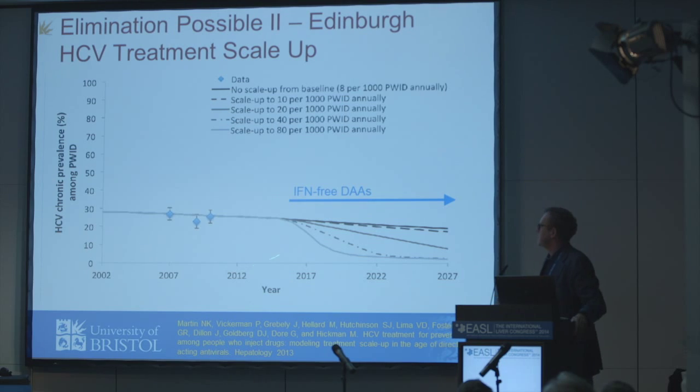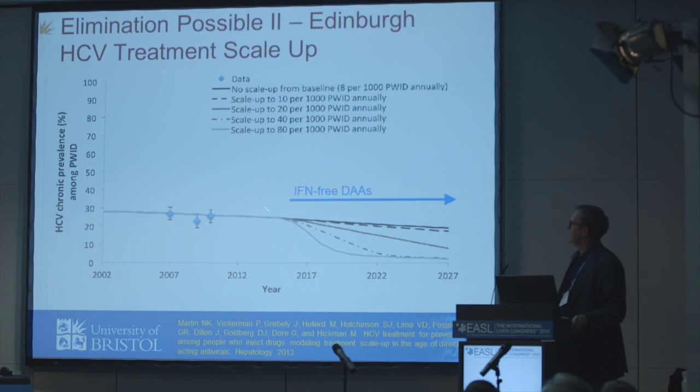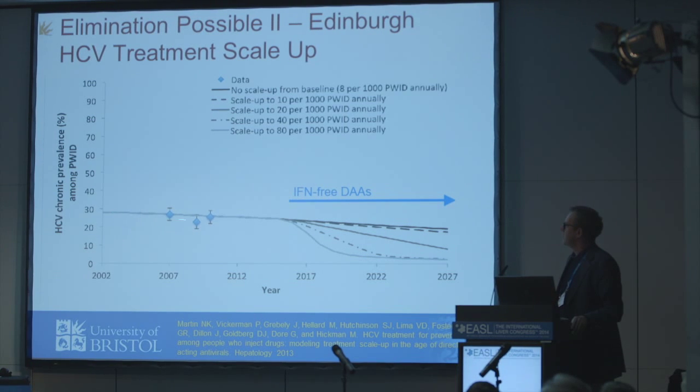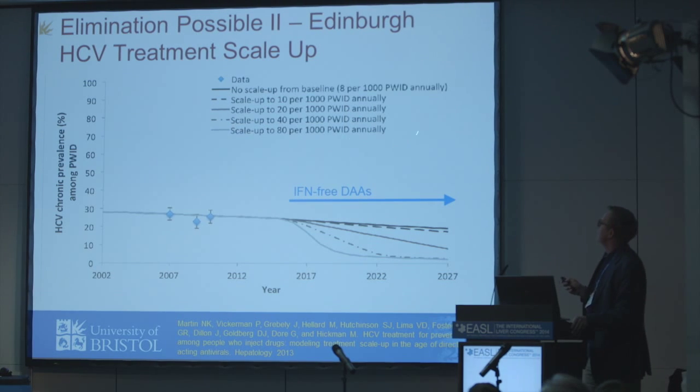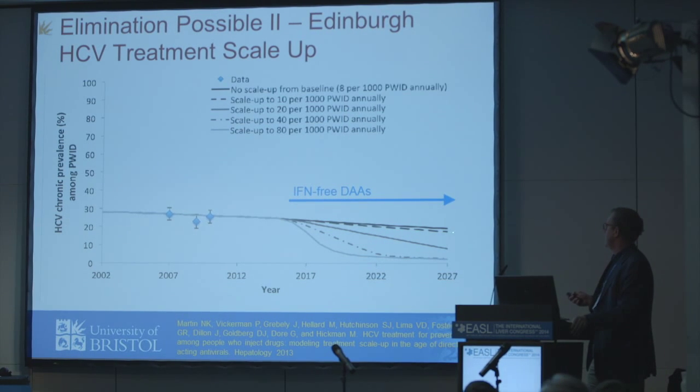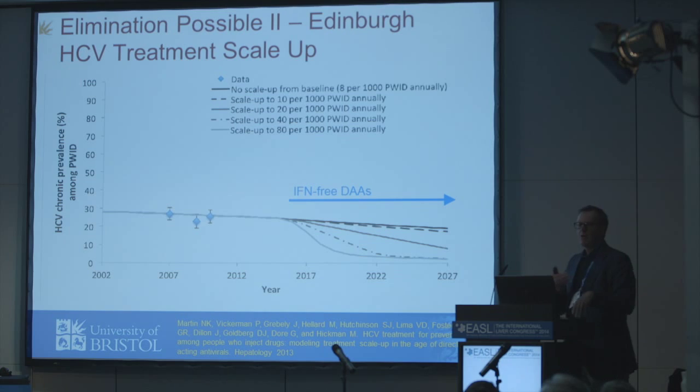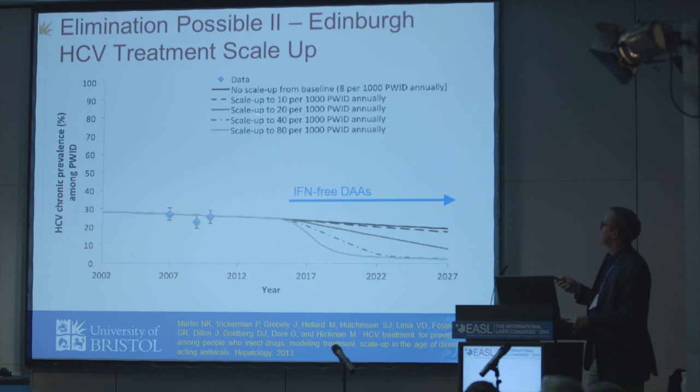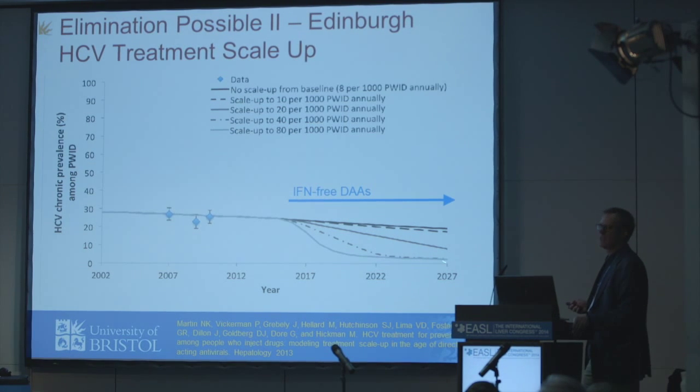We also did previously some work in Edinburgh. The diamonds here are with a prevalence of hepatitis C of about 25%, 30%. The current treatment rate there was about 8 per 1,000, and the dark line here suggests very little impact, even with the new interferon-free direct-acting antivirals. But with quite modest increases in hepatitis C treatment to above 20 per 1,000 or 40 per 1,000, you're starting to get a 70% reduction of hepatitis C in 15 years, or 90%.